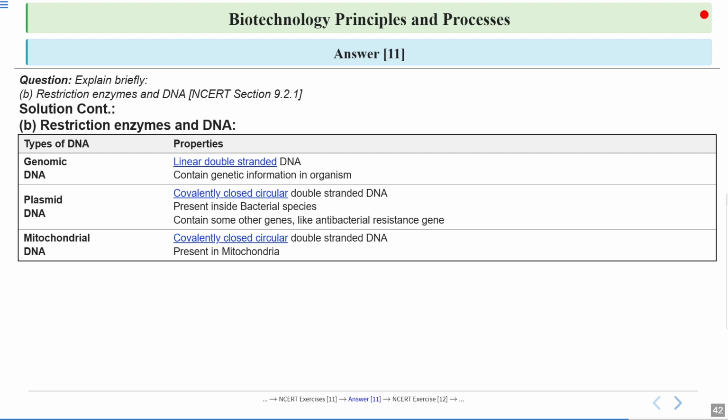Second is the plasmid DNA. Plasmid DNA is generally found in prokaryotes. It is covalently closed circular double-stranded DNA inside the bacterial species, and besides the circular DNA, there is one larger circular DNA that is also called the chromosomal DNA of the bacteria. Besides that chromosomal DNA, there are small circular DNA that are called plasmid DNA. So they contain some other genes like antibiotic resistance genes.